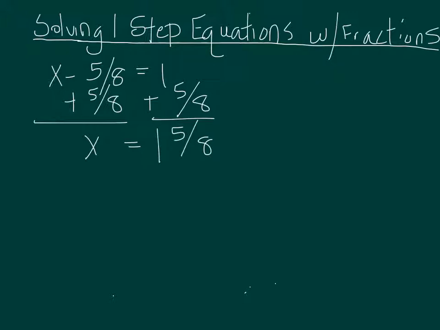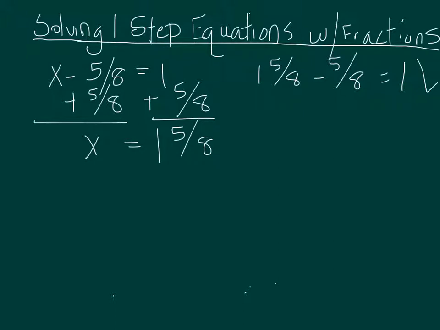And if we check that, I substituted 1 and 5/8 for the x. So 1 and 5/8 minus 5/8 is going to leave us with just 1. So we've done our work correctly.